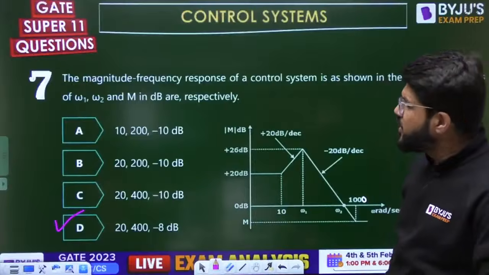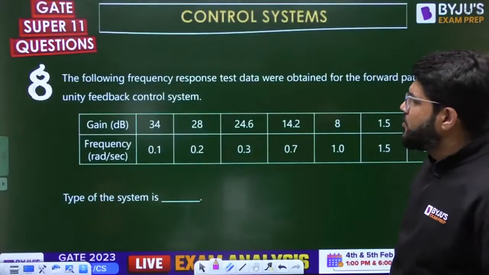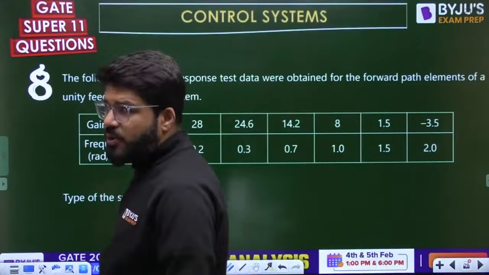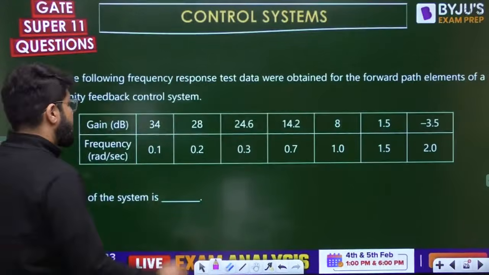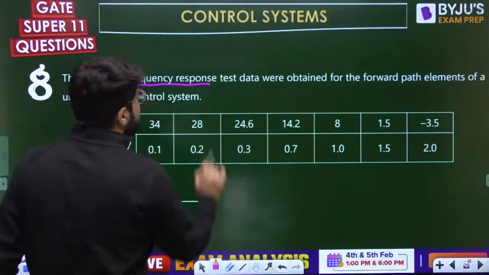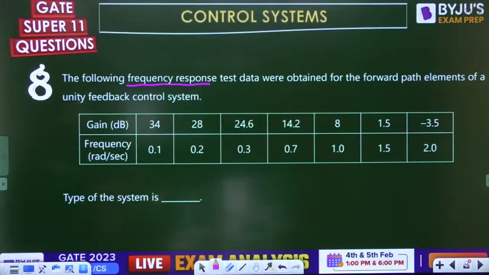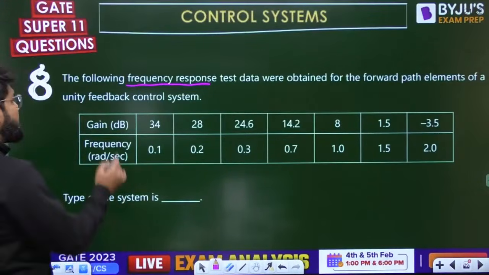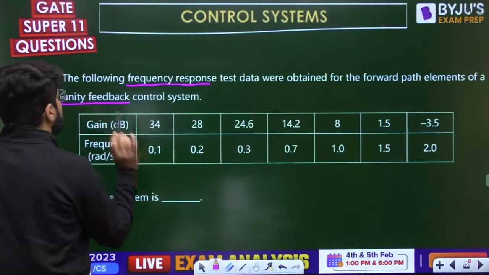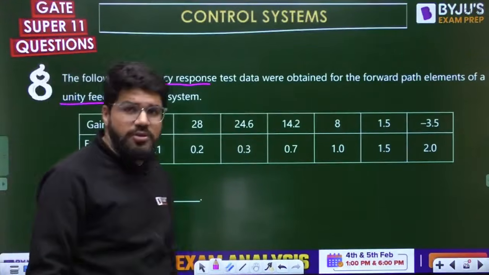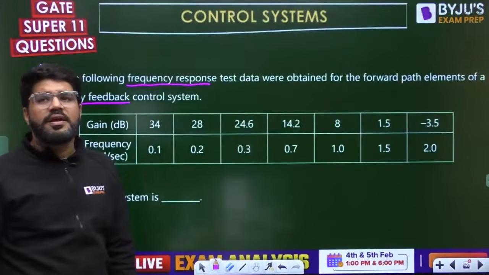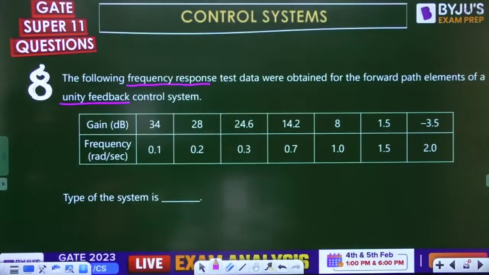Okay. So let's move ahead to the next question, number 8. The following frequency response data is again given in tabular form. The frequency response test data were obtained for the forward path elements of a unity feedback control system. What is the type of the system? Because the question is on type, they have clearly mentioned unity feedback. Type is the number of poles of G(s) at origin when it is connected in unity feedback configuration.